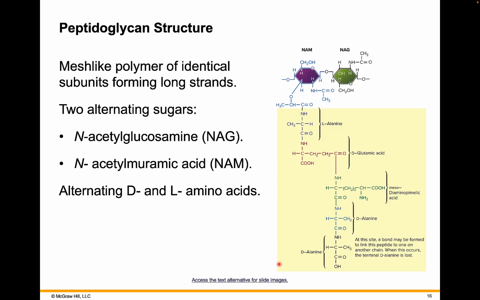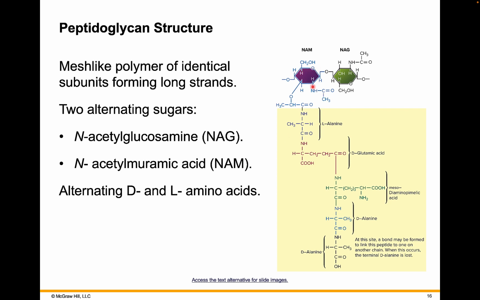So what is peptidoglycan? Peptidoglycan is a mesh-like polymer of identical subunits, and there are two building blocks which are associated with many different types of amino acids. These are generally known as NAG and NAM. One is N-acetylglucosamine and the other is N-acetylmuramic acid.